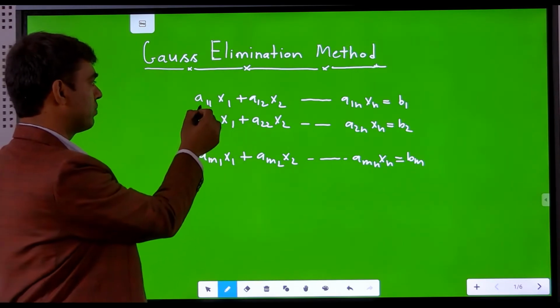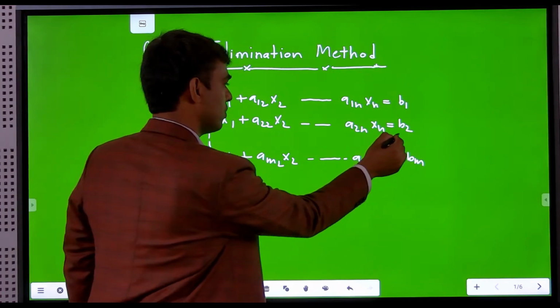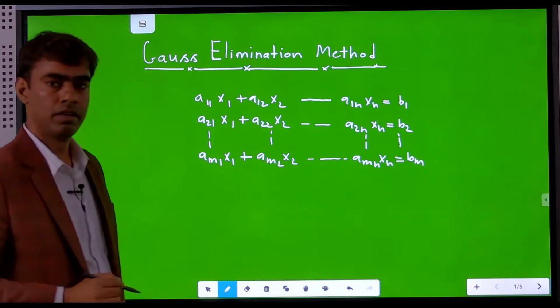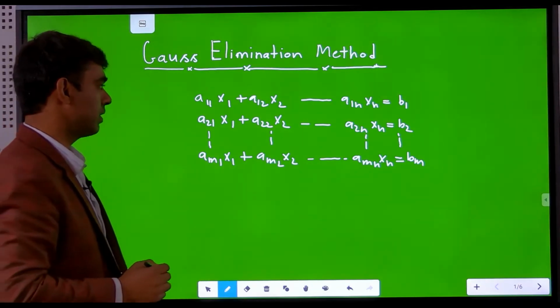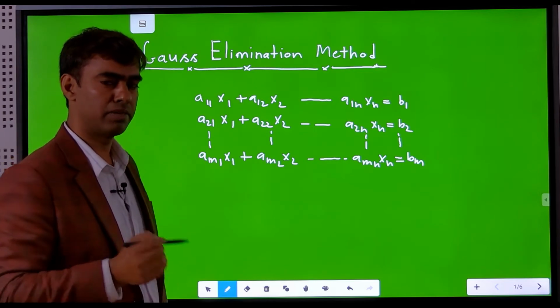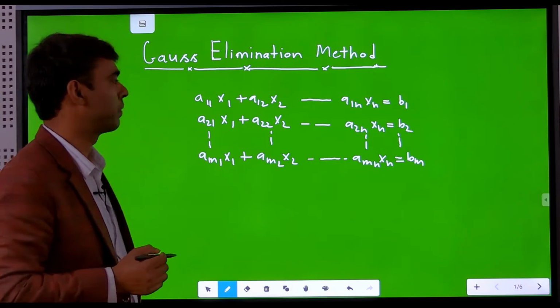And how many equations? First equation, second equation, third and so on. There are m equations. Here we assume that this system of linear equations has a solution and that the solution is unique. This is an assumption.